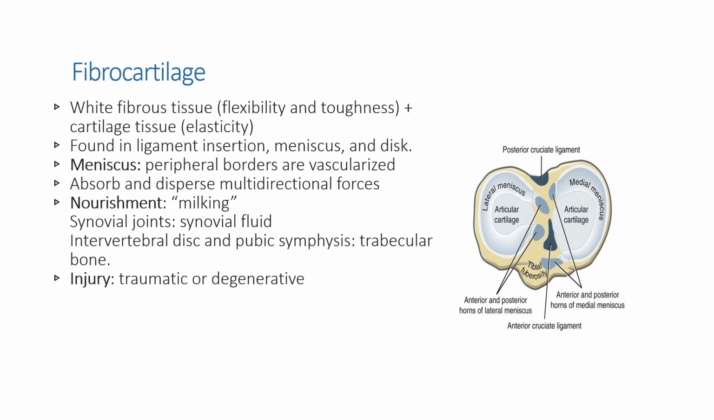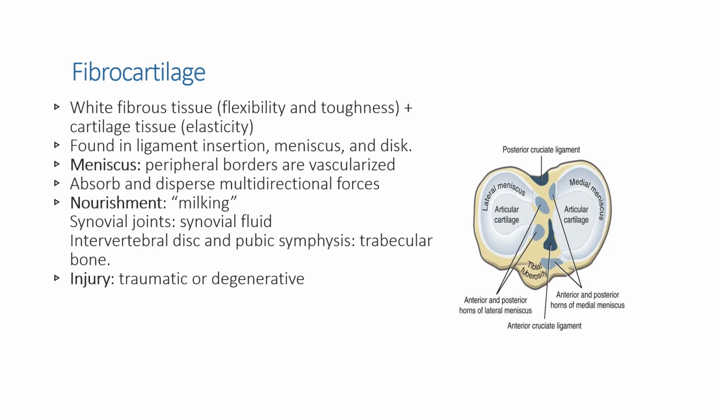Composition and function of fibrocartilage. Fibrocartilage is composed of white fibrous tissue, providing toughness and flexibility, along with cartilage tissue, which imparts elasticity. It is typically found in structures such as ligament insertions, meniscus, and intervertebral discs. In the meniscus, the peripheral borders are vascularized, facilitating the repair process. Fibrocartilage structures absorb and disperse multidirectional forces, providing stability and shock absorption to the joints.